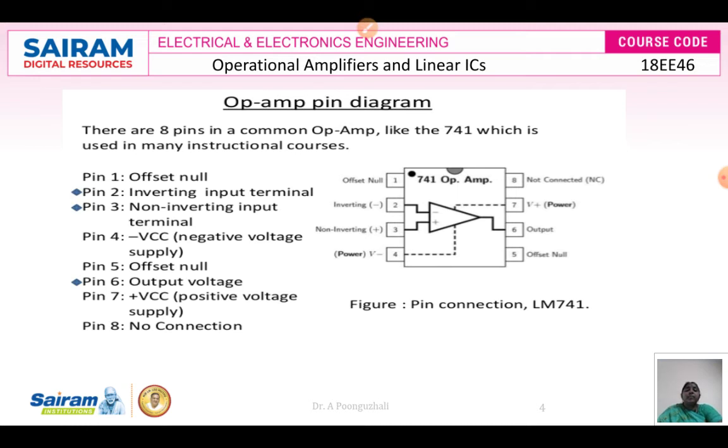Next is pin number 2. Pin number 2 is your inverting terminal of your operational amplifier. The inverting terminal is where, when your input is given, the output will be just inverted. Next, the third pin is going to be a non-inverting terminal. Non-inverting means whatever input I give, I will get it at the output without any phase reversal.